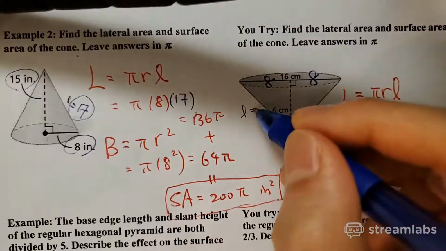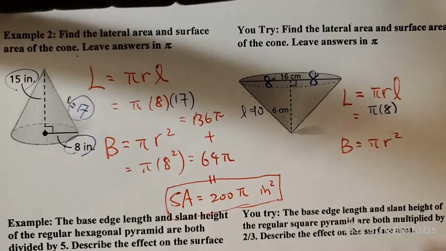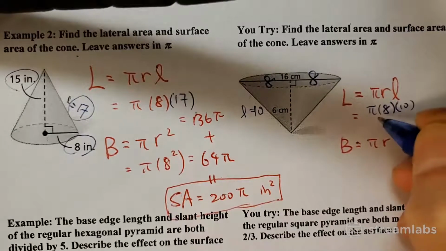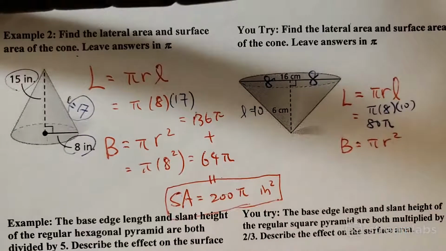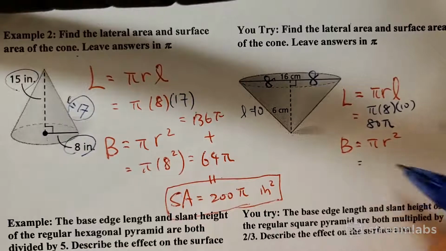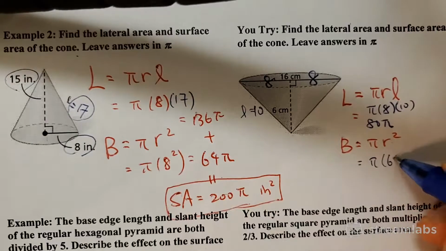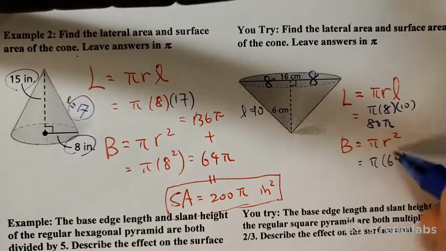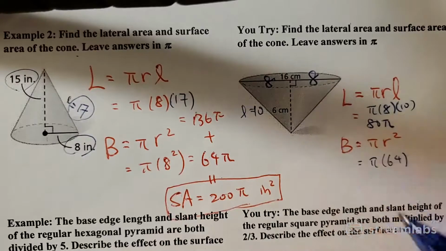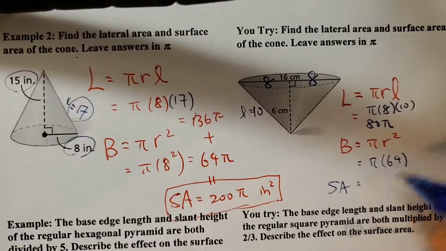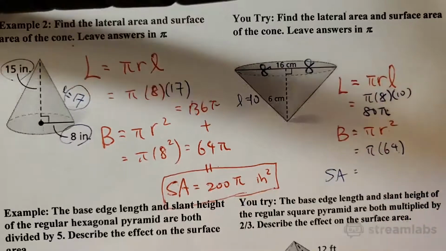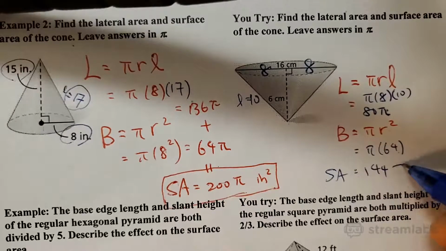Ten. Right? Okay. So then you just times 10, and you get 80 pi here, right? And the bottom part, same thing. You get 64 again, right? 8 squared. Okay. Then you add them up, so it would be 80 plus 64, so 144.